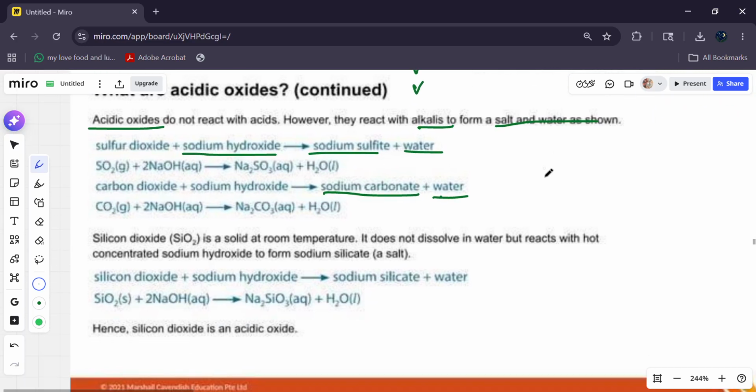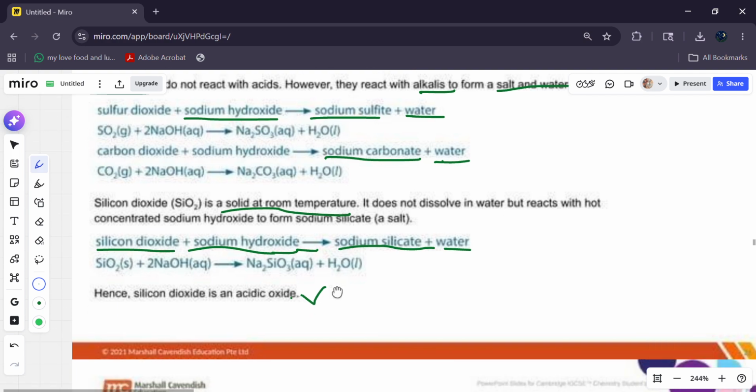Now silicon dioxide. Silicon dioxide is a solid at room temperature. It does not dissolve in water but reacts with hot concentrated sodium hydroxide to form sodium silicate, which is a salt. So silicon dioxide, despite being an acidic oxide, cannot react with water because it's a solid at room temperature. But it can react with sodium hydroxide, which is an alkali, and they react together to form sodium silicate and water. Hence, silicon dioxide is an acidic oxide.